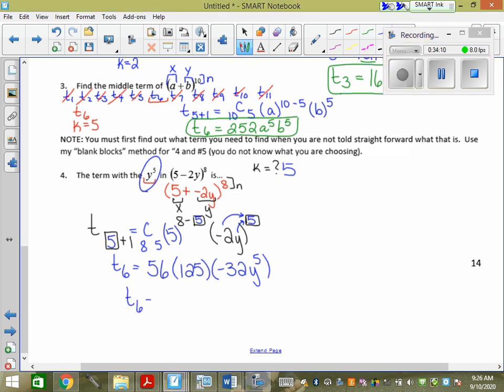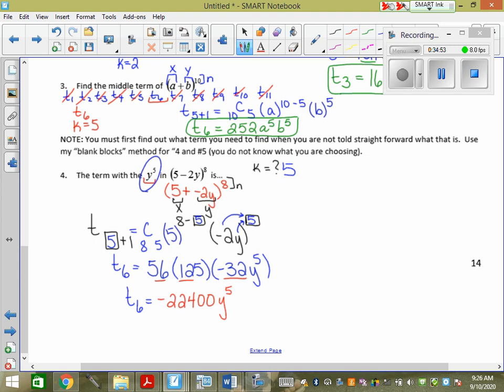So term 6 equals, now I need to multiply all of these coefficients together. 56 times 125 times negative 32. Kaya, did you get it? I got a negative 274,000 y to the 5. Do we agree? So if they ask me what term number has y to the 5, you tell me term 6. If they ask me what is the term, which is what they did this time, the term is negative 224,000 y to the 5. Okay?